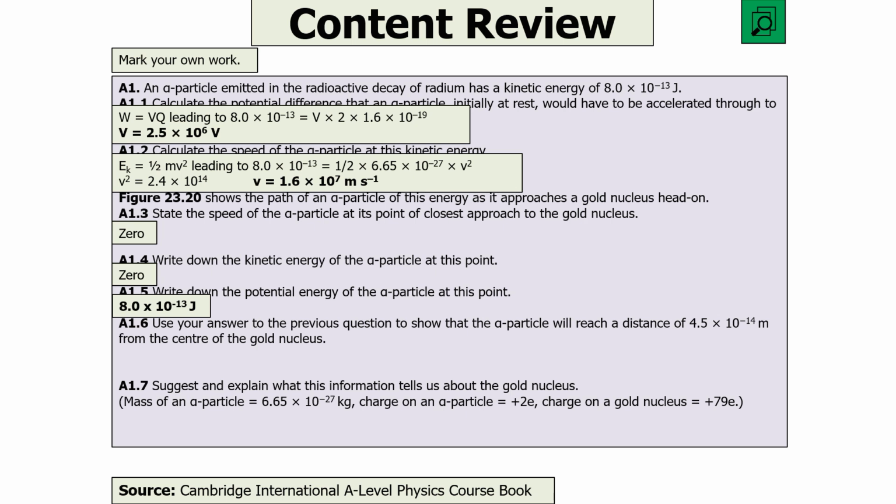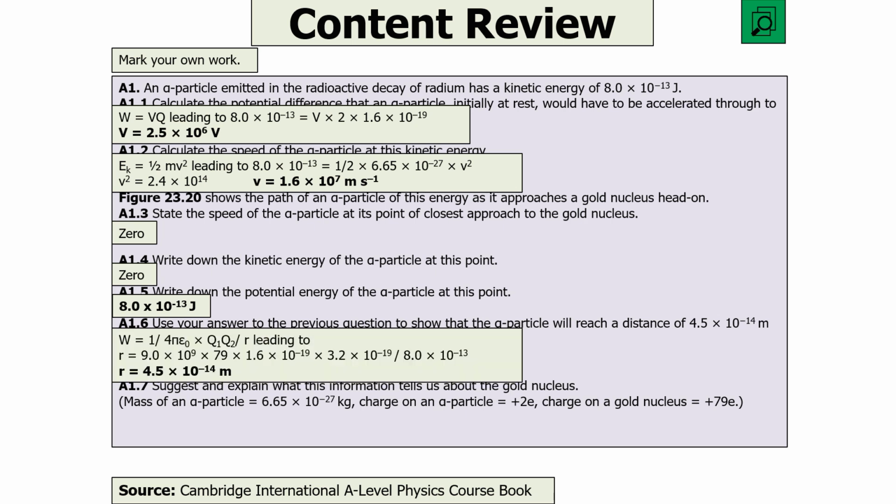Now, we can then use this to work out our value of R, because we know that the potential energy is equal to Q1 Q2 over 4 pi epsilon 0 R. So therefore, we can rearrange it, make R the subject. We know what the charge of an alpha particle is. It's 2 times 1.6 times 10 to the minus 19. We know what the charge of the gold nucleus is going to be. It's going to be 79 times 1.6 times 10 to the minus 19, because you've got 79 protons, I should say, in the gold nucleus. And then you can work it all through, and we get 4.5 times 10 to the minus 14 meters.